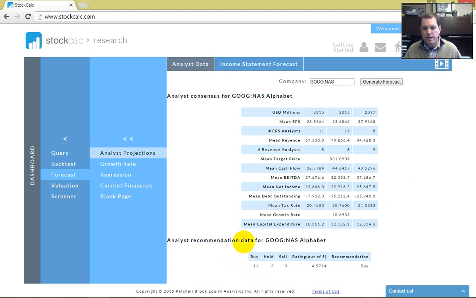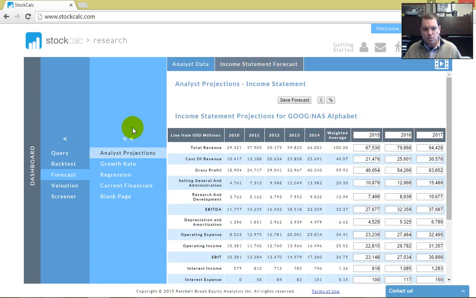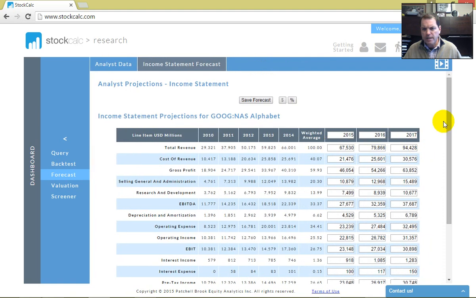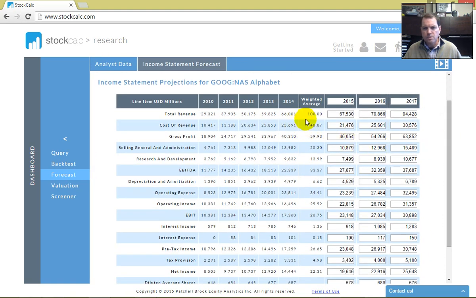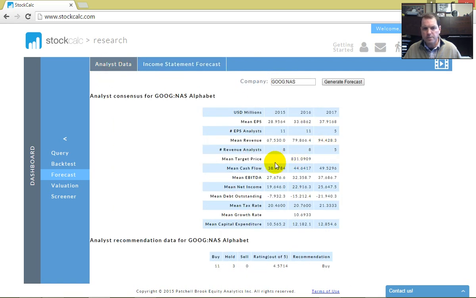You also see the recommendations for the company, 11 buys, 3 holds, and a target price estimate of $831 in 2016. We use all of this information to generate a forecast for the company. So you can see the total revenue, 67, 79, and 94 are coming directly from the analyst data.